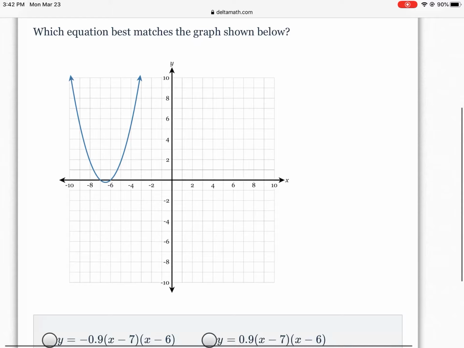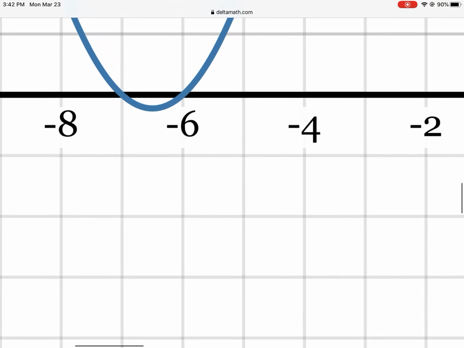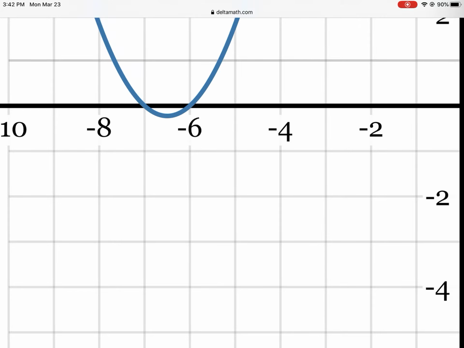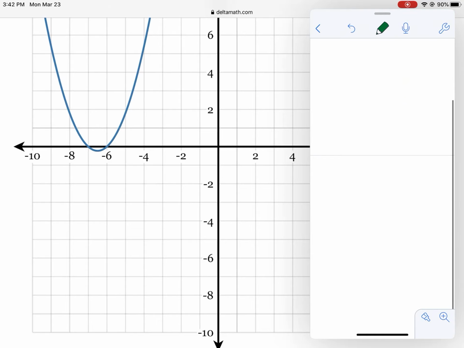Okay, our parabola is opening upwards, so we should not have a negative sign. And our two intercepts look like -6 and -7. So if those are my two intercepts, I should have x plus 6 and x plus 7. With your x-intercepts, you should always have the opposite sign of the actual value.